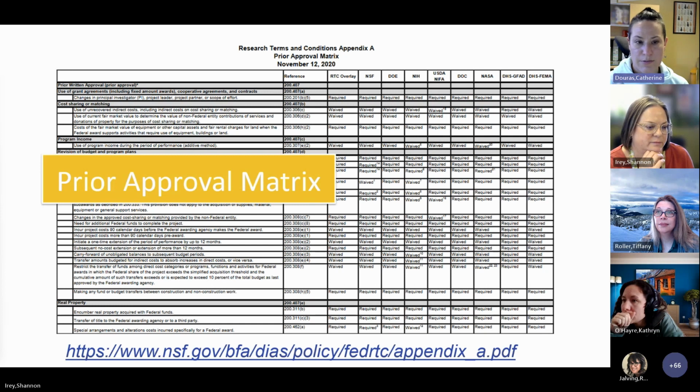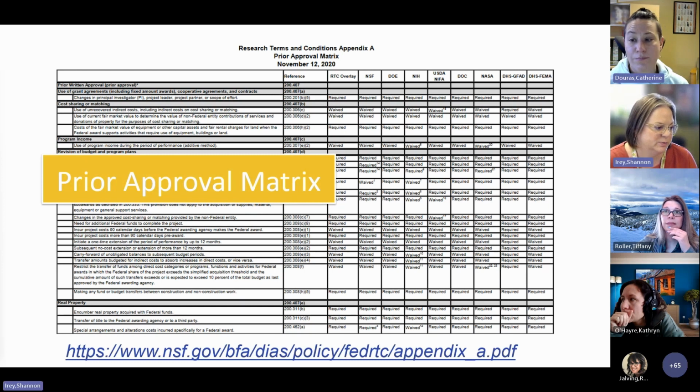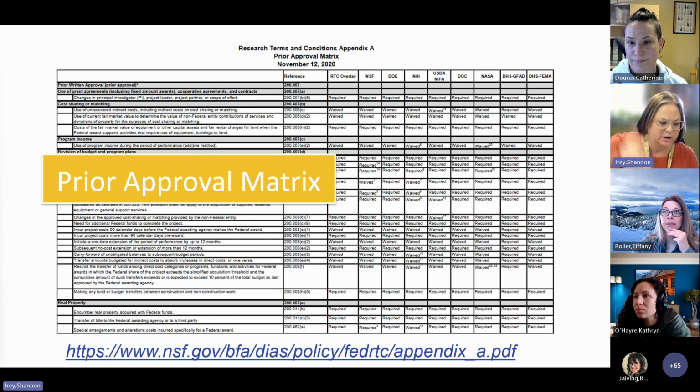Yep, change of PI, definitely. And another thing is if you look at the matrix, if you could put the sponsor too, just so you can get used to reading the columns and going over.